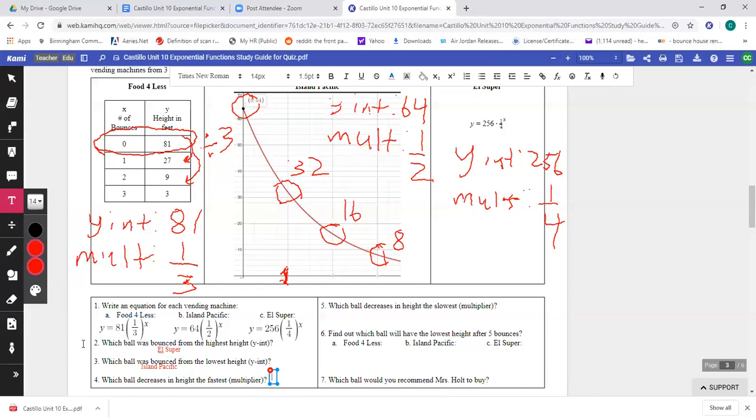So the ball that decreases in height the fastest is 1/4 because I'm dividing by 4. And the ball that decreases in height the slowest is 1/2.